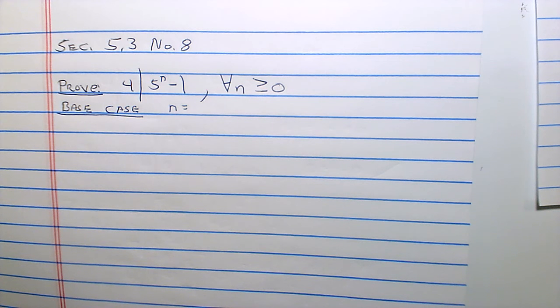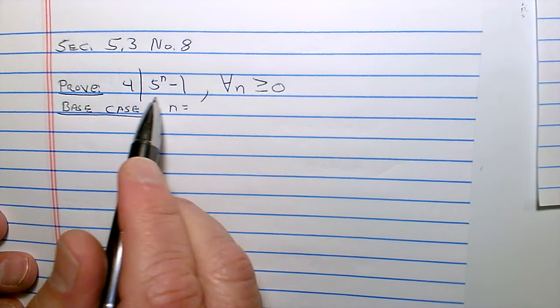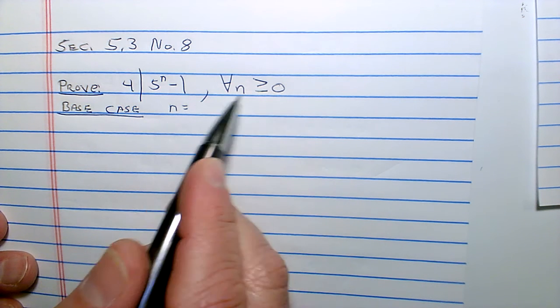worksheet, I'm going to do problem number 8 from the text in this section, and we're going to go through it. What problem number 8 says is that 5 to the n minus 1 is divisible by 4 for each integer n greater than or equal to 0. And I've written that here with our symbols.